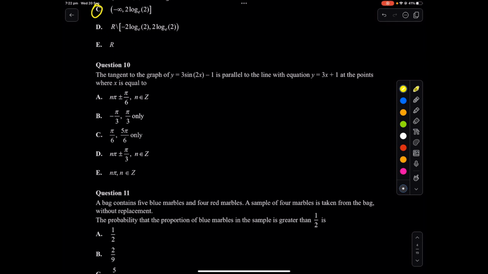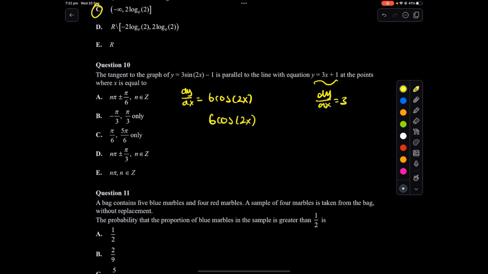The tangent to the graph of y equals 3 sine 2x minus 1 is parallel to the line with the equation at this point, where x equals what? Easy. So let's find the gradient of this and let's find the gradient of this and equate them. So this will be dy/dx is 6 cos 2x. And for this one, it's going to be dy/dx equals 3.